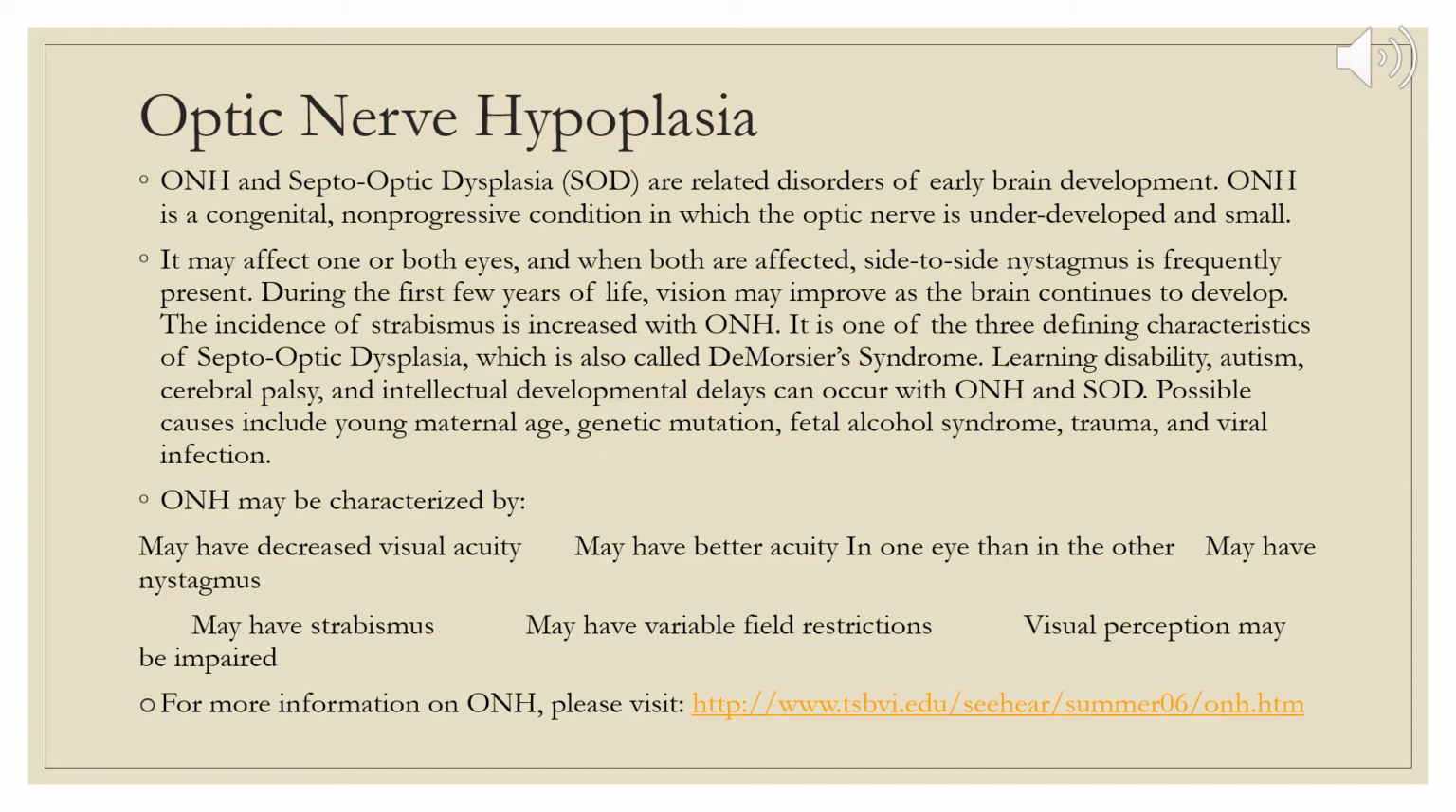Optic nerve hypoplasia, ONH, and septo-optic dysplasia are related disorders of early brain development. It is congenital, meaning it occurred during birth or before birth, and it is a non-progressive condition. ONH can be characterized by decreased visual acuity, nystagmus, and they may have better acuity in one eye than the other. They may have strabismus or limited field restrictions. Visual perception may also be impaired.